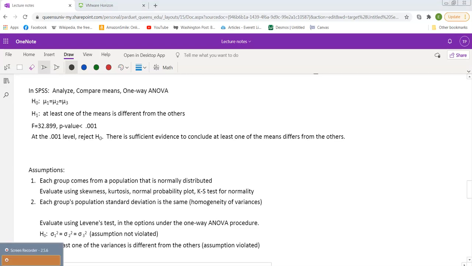Keep in mind, this at this point does not tell us which means differ from the others. It doesn't tell us if one of them is bigger than the others. It doesn't tell us anything other than these groups are not all the same. All right, so I think that's a good point at which to stop this video, and we'll pick up with the next one momentarily.